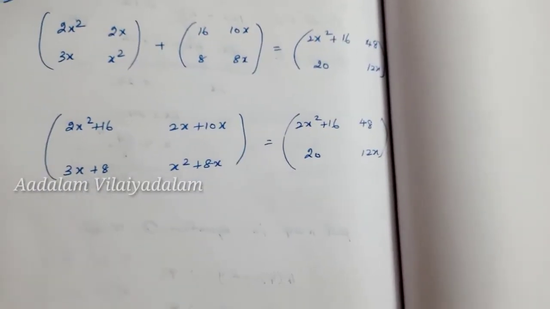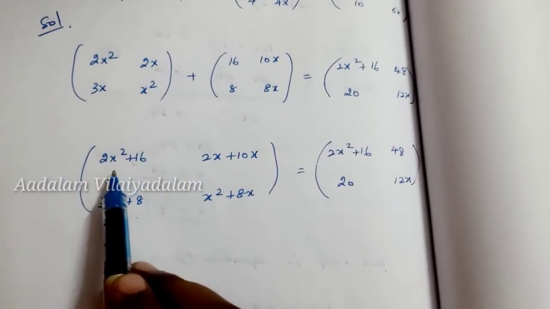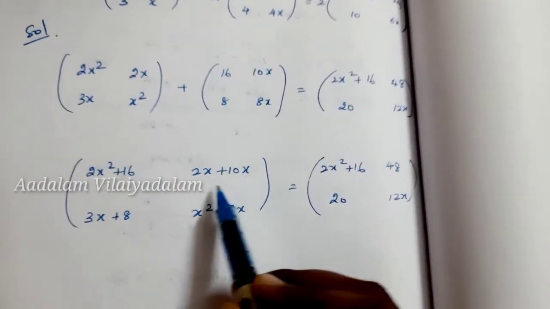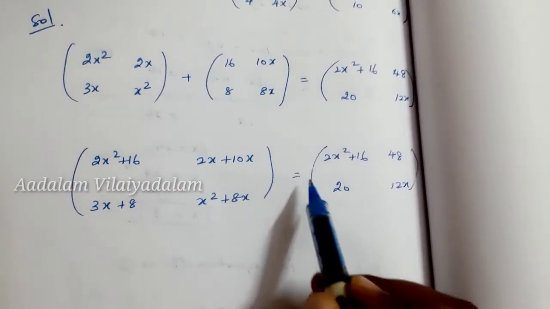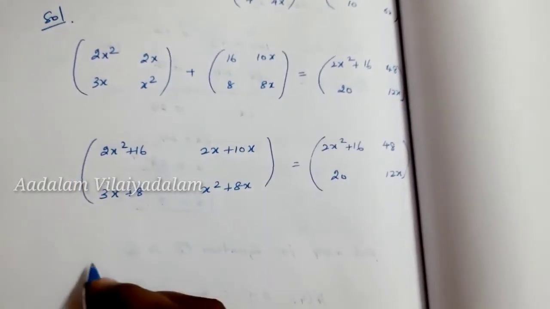Now we need to find the value of x, isn't it? Here let's see, the first corresponding element is equal. So let us leave this and go for the second one. What is that? 2x plus 10x equal to 48. Then let's add these two values.